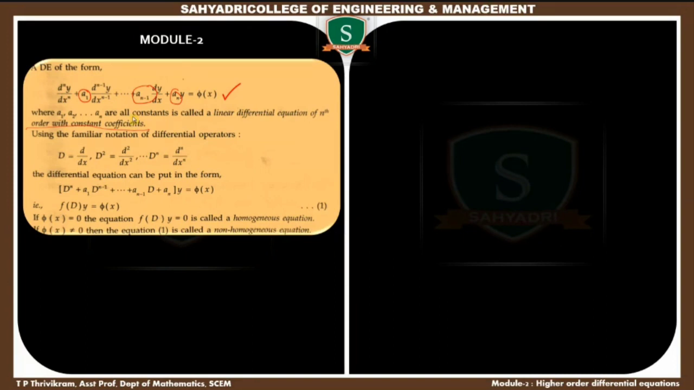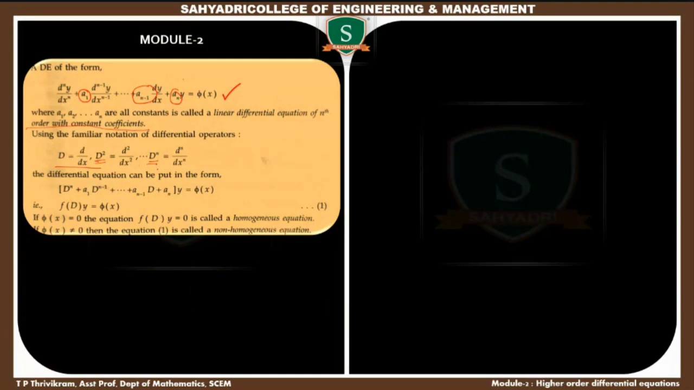Let us write one more representation of the same equation. Here I am replacing d by dx with capital D. We call this the operator. Similarly, the second order derivative I am writing as D square, and the third order and fourth order up to nth order I am writing as powers of D.